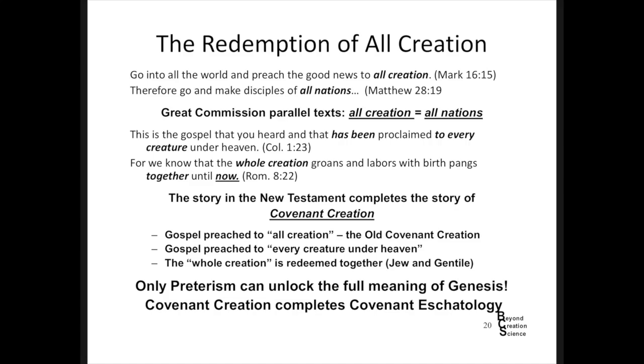And of course, Paul confirms this as well. "This is the gospel that you heard and that has been proclaimed to every creature under heaven." "For we know that the whole creation groans and labors with birth pains together until now." The gospel had to be preached to all creation. That's the story that begins in Genesis chapter 1. Jesus has to redeem the whole creation, not just Israel.